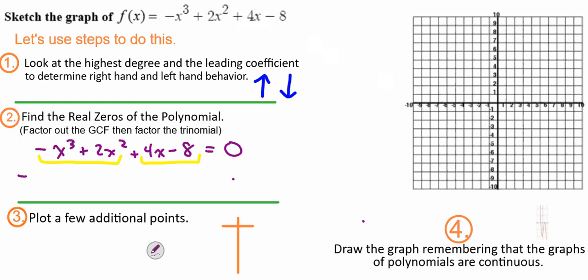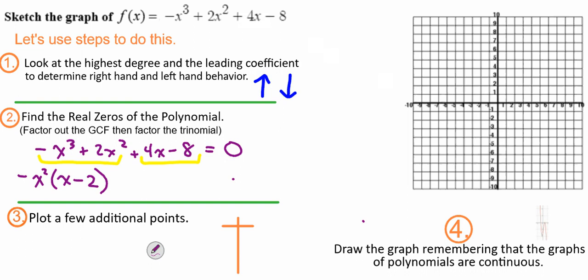And then I'm looking at these two terms, and the largest thing they have in common, their GCF, is x squared. So I'm going to factor out the x squared. That leaves me with x minus 2. Now, let's go ahead and distribute to make sure we got back to what we originally started with.